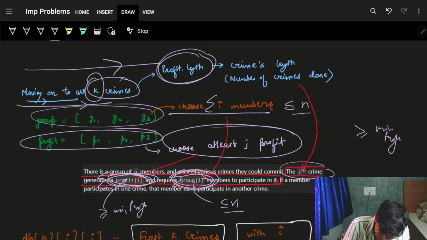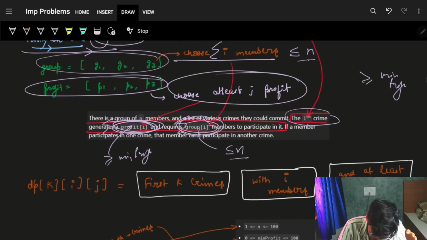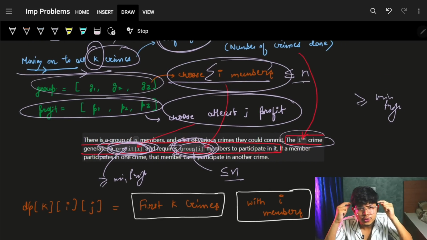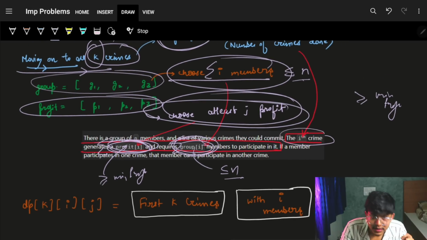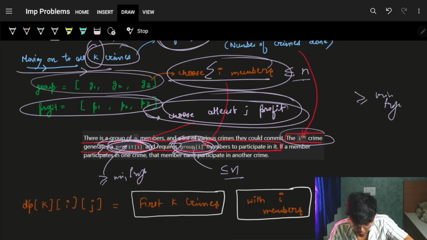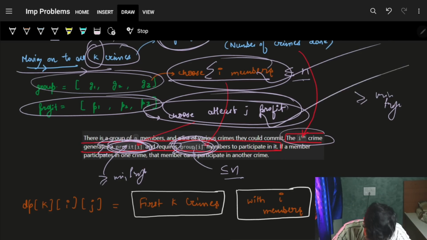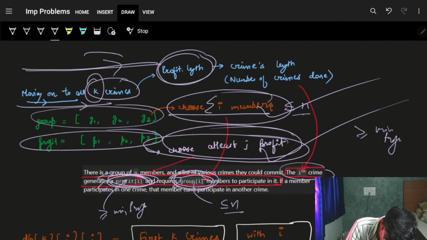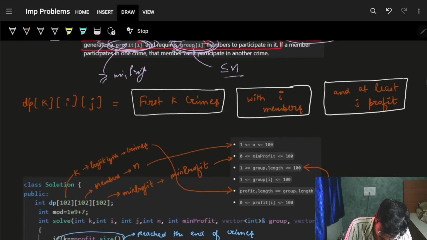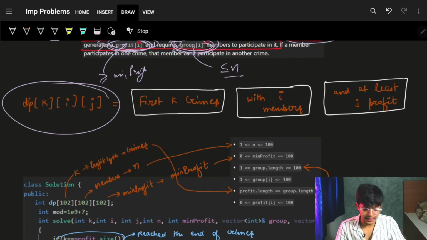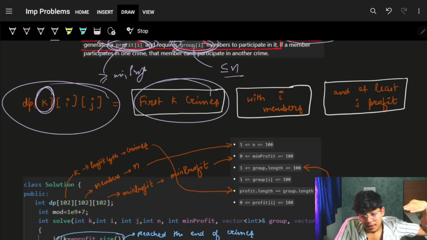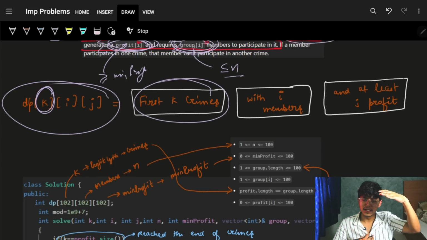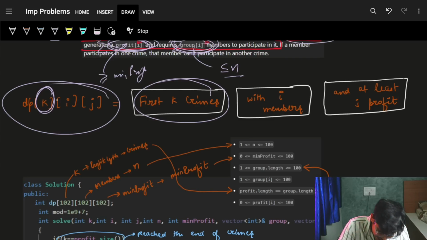I am going over these K crimes. At every crime, I have to choose I members, and for those, I have to think of my profit as J, because the condition is on members and the condition is on profit, and I have to go over every crime. That is how I will make my state of DP, which means execute the first K crimes, because I'm moving from left to right, executing one crime after another.